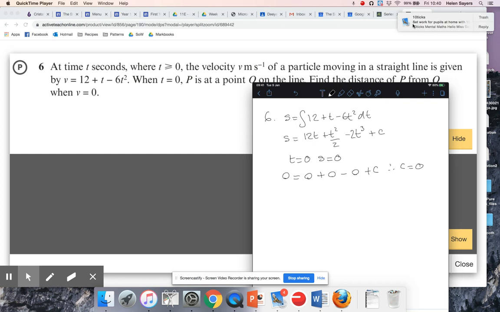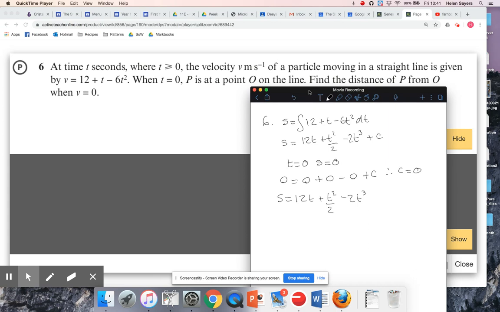So you will still need to refer to that in your working. Okay, but I've got my expression for displacement, my equation for displacement, I should say. So now I've confirmed that c is 0. That's the full equation. And they want the distance of P from O when v is 0.